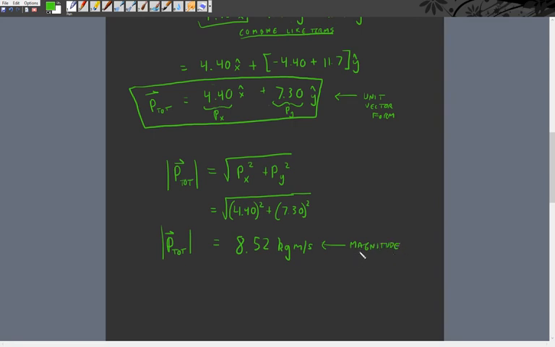Now, I shouldn't really say that magnitude is the strength of your momentum. That doesn't really make much sense, because there's already a physical component that has strength, and that's a force. So I don't want to confuse you guys. A magnitude is defined as the overall length of any vector. Okay? So if we were to draw this momentum vector, it would be 8.52 units long.